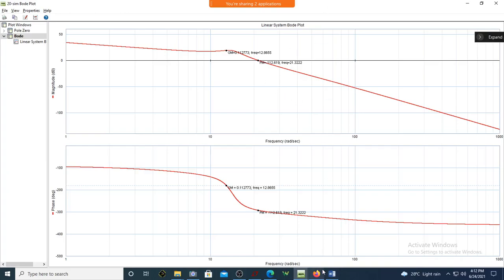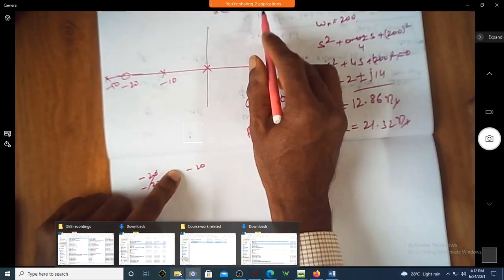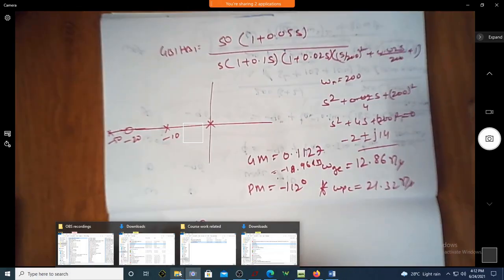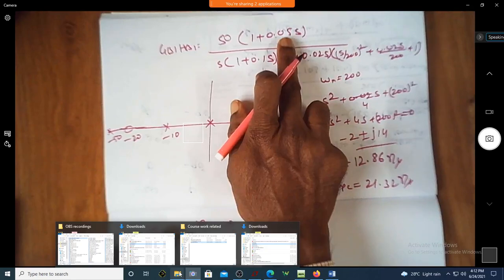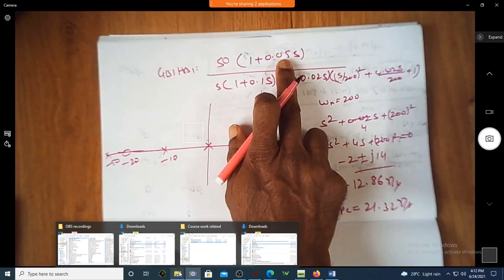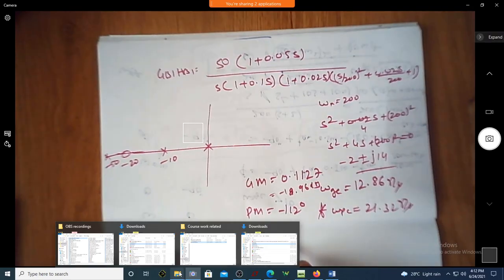Let me just write the slopes. Initial slope is minus 20. Next comes the pole at 10. Yes, sir. This is also minus 20, so that it is minus 40 now. Then comes this 50. Sorry, sir, this is 20. Correct. 20 plus 20. So then will it become minus 20 now? Yes, sir. Then minus 20. Then will it become minus 40? Yes, sir. Then it is minus 80.